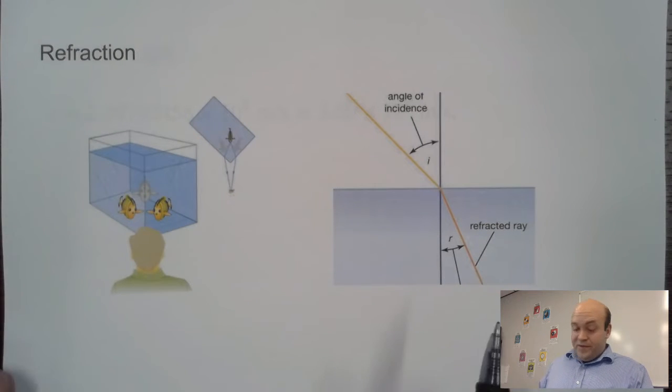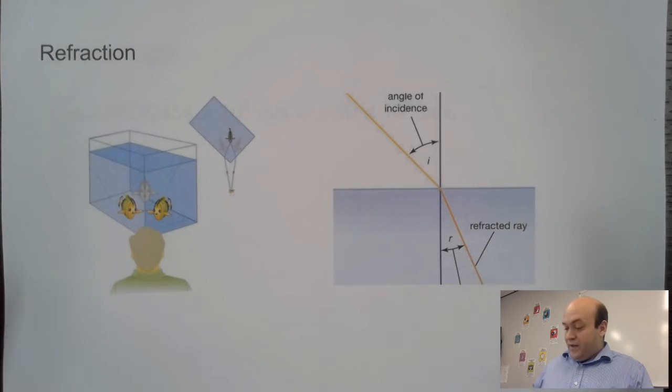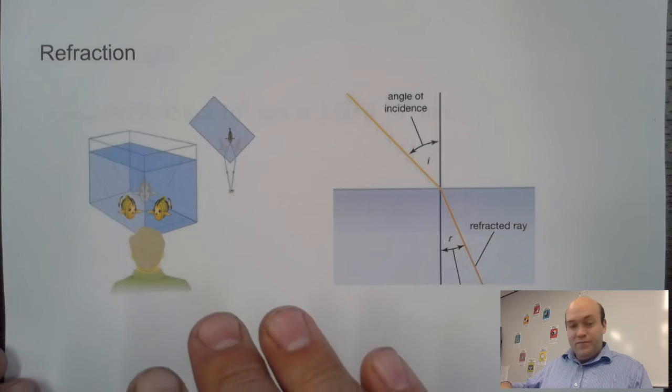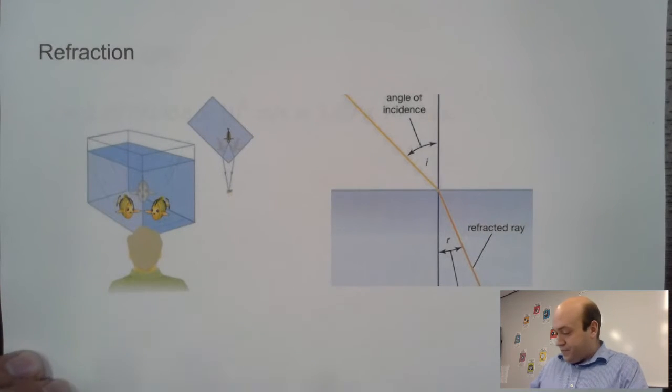Not a double image, but if you've ever looked at a straw sticking in the water, or if you're standing in a swimming pool or whatever, a lot of times it looks like things are bent, like the straw would no longer be straight sticking in the water. That's just due to refraction.